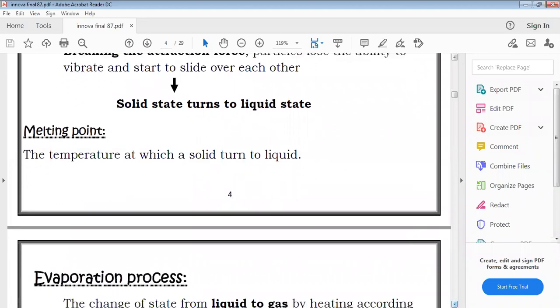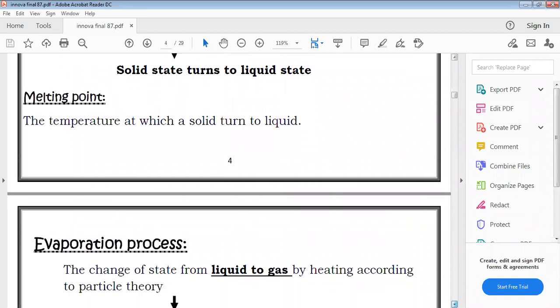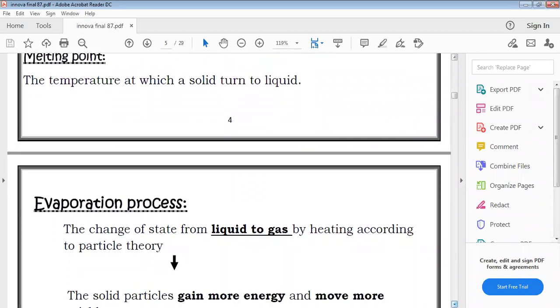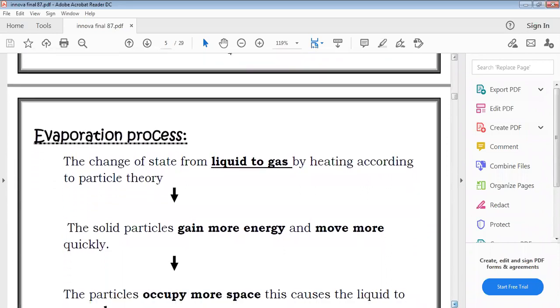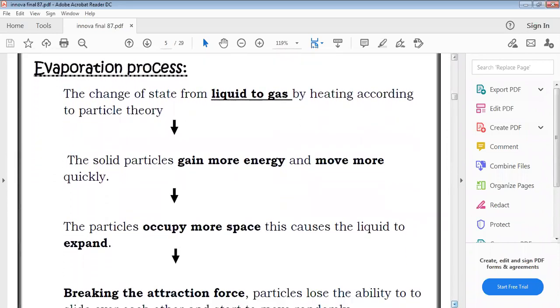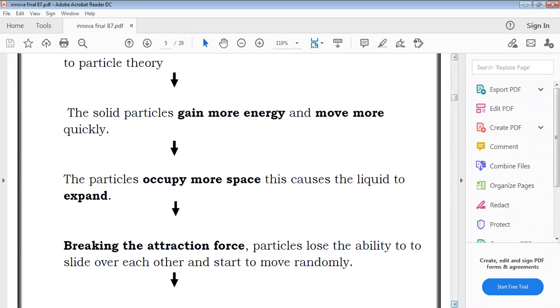What about the evaporation? Evaporation is changing from liquid to gas. Okay, liquid to gas, it's also heating. When I change liquid to gas, it's evaporation. What happens? It's going to be the same. Gain energy, move faster, break the attraction force. You can find these 3 words. Gain energy will move faster, move more, occupy more space and expand, break the attraction force.